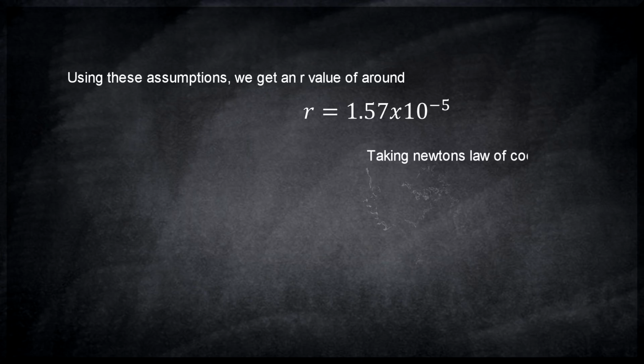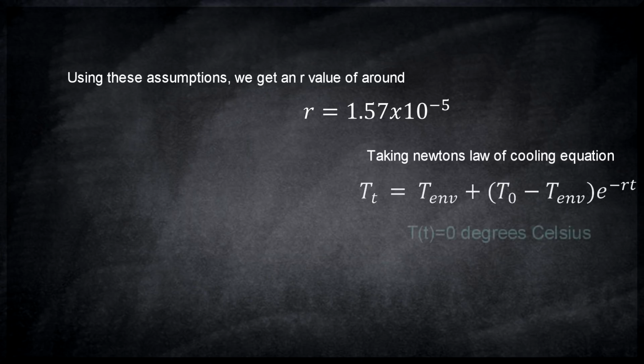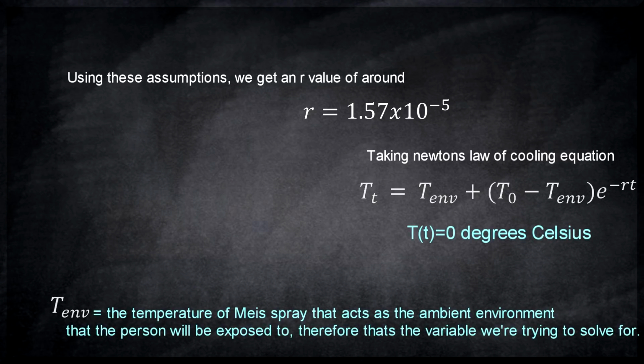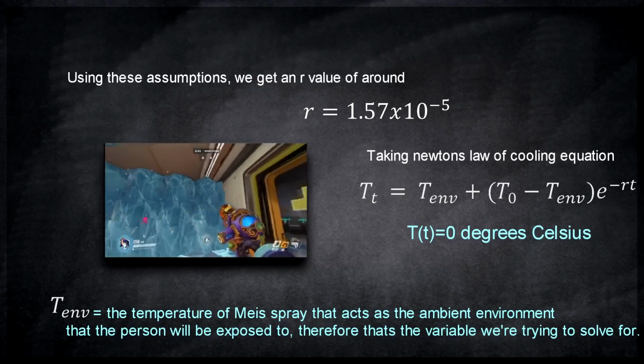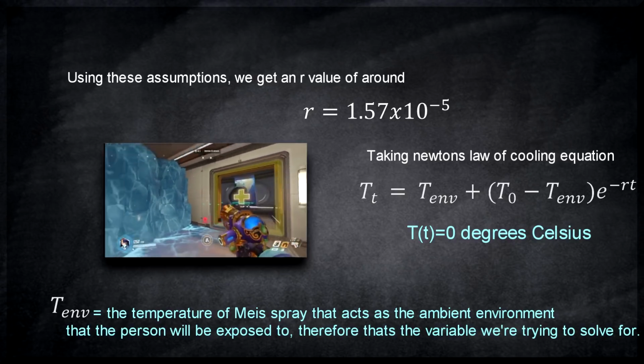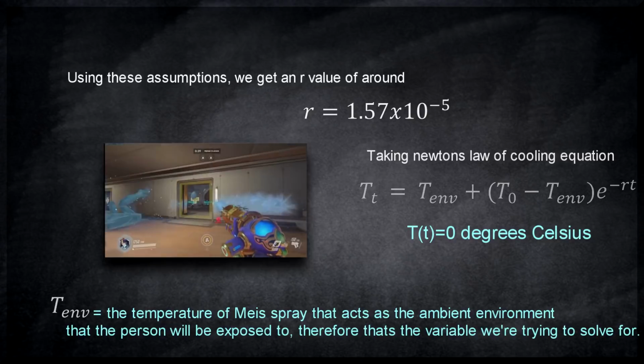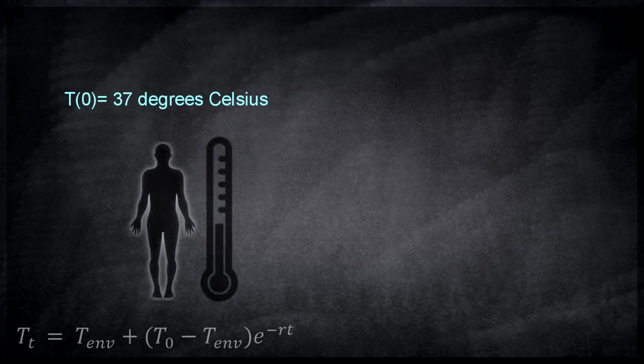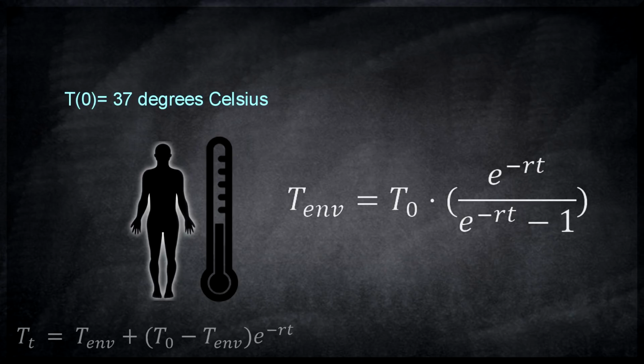Taking Newton's law of cooling equation, we are setting the final temperature to 0 degrees Celsius. The temperature of the environment is the temperature of Mei's spray that acts as the ambient environment that the person will be exposed to. Therefore, that's the variable that we're trying to solve for. The initial temperature is being set to 37 degrees Celsius, as that's the typical body temperature of a human being. Rearranging the equation to solve for the temperature of the environment, we get T environment equals beginning temperature times e to the negative RT over e to the negative RT minus 1.